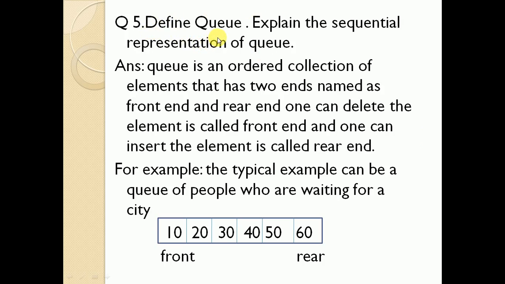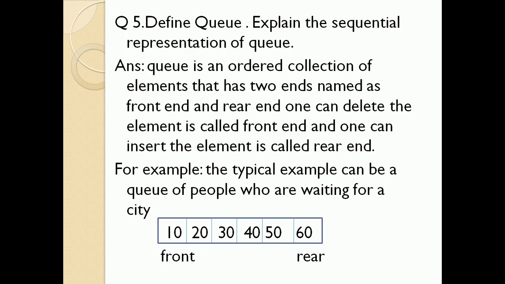Define queue. Explain the sequential representation of a queue. As we know what is meant by stack, like that, queue is also a data structure, where a queue is an ordered collection of elements that has two ends named front and rear. From the front end, one can delete the elements. From the rear end, one can insert the elements. A typical example can be a queue of people who are waiting for a city bus at the bus stop.